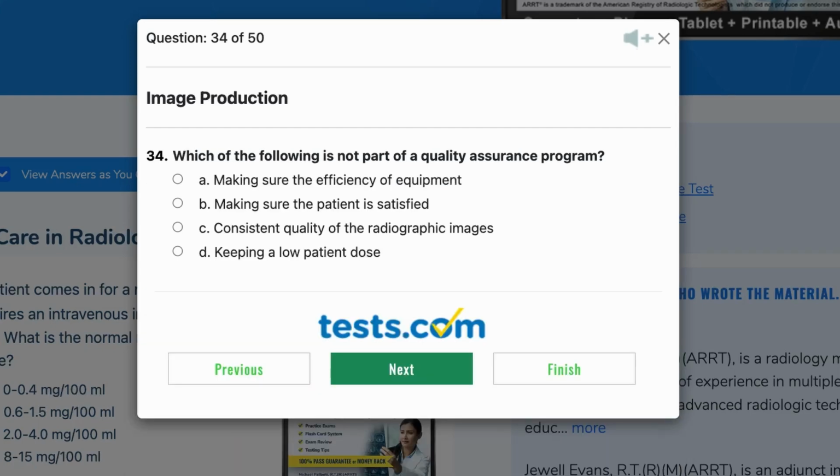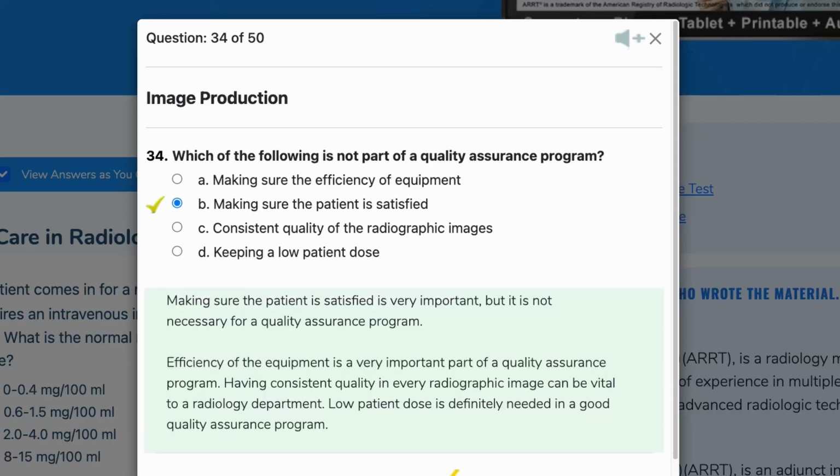Question 34. Which of the following is not part of a quality assurance program? A. Making sure of the efficiency of equipment, B. Making sure the patient is satisfied, C. Consistent quality of the radiographic images, D. Keeping a low patient dose. B. Making sure the patient is satisfied.